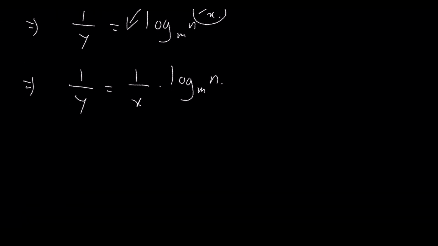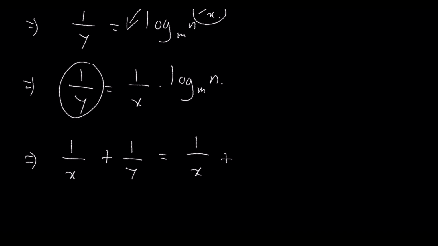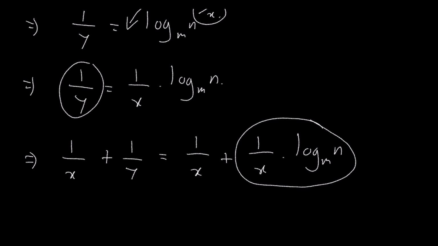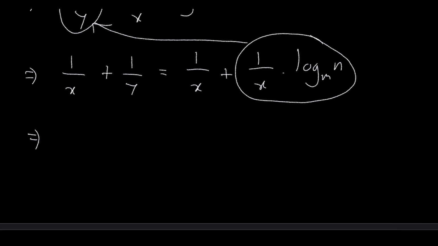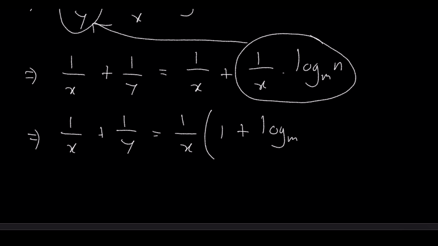So now what we want to do is write down 1 over x plus 1 over y. Now that is equal to 1 over x plus 1 over y, which is equal to 1 over x plus 1 over x times log to the base m of n. So all I've done here is substitute this in for that there. So we're going to take out a common factor on the right hand side. So we've got 1 over x plus 1 over y is equal to 1 over x, in brackets, 1 plus log to the base m of n.